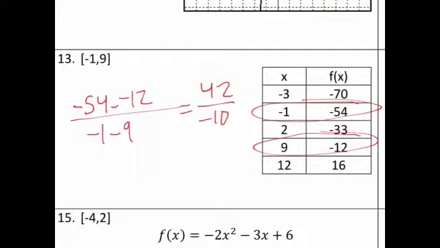And you can reduce that a little bit. Divide top and bottom by, not 5, divide top and bottom by 2. So you get a -5 on bottom. On top, you'll get 21. So we're looking at -21/5.